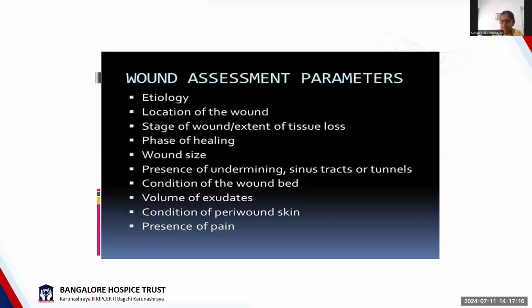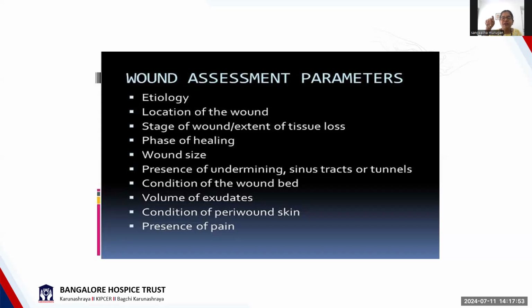So these are the parameters. When you see the wound, understand the cause, where the wound is, the anatomical area, and the stage. As a nurse, the stages of pressure ulcer should be at your fingertips. By seeing the wound, you should be able to tell this is stage 2, stage 3, or stage 4. Then the phases of healing, how the wound is healing, the wound size, and the presence of undermining. With undermining, there will be some holes or tunnels that you have to find out. Then the wound bed, as I said, and exudates. Again, that is a problem, and you need to do proper dressing for that.